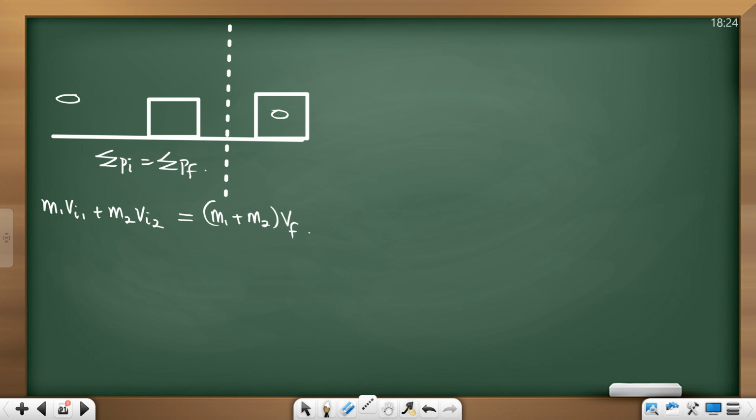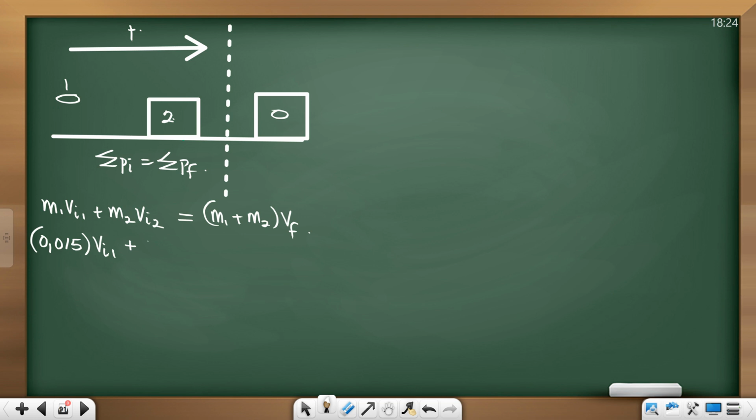And by the way, we forgot something because we're now used to it. We're choosing this direction as positive, right? Bullet being 1, block being 2. Do we know the mass of the bullet? Yes, 0,015. Be careful of the zeros. Do we know the initial velocity of the bullet? We don't know.